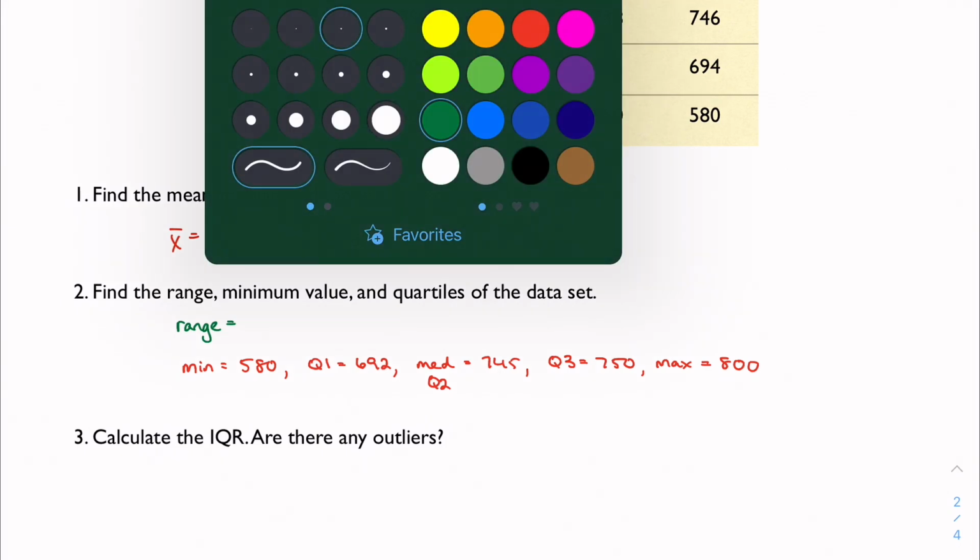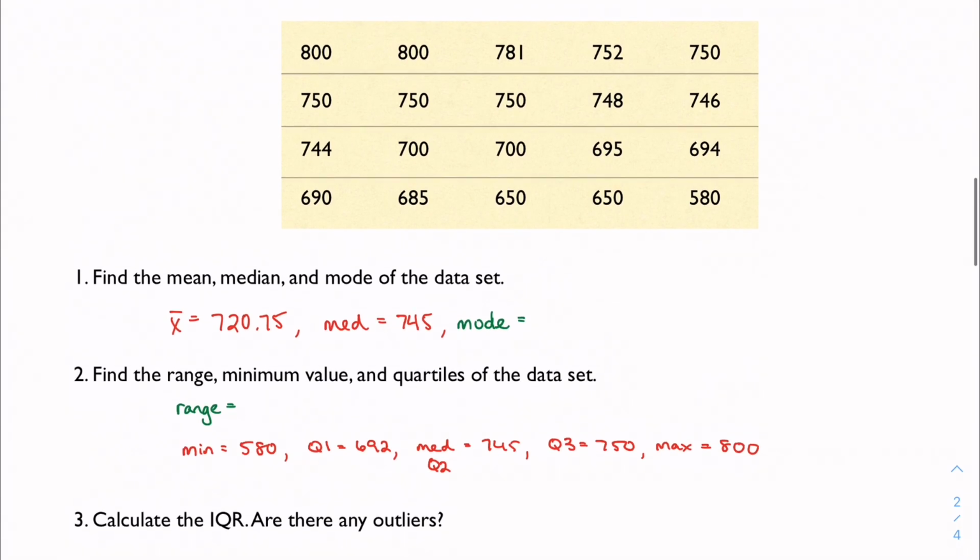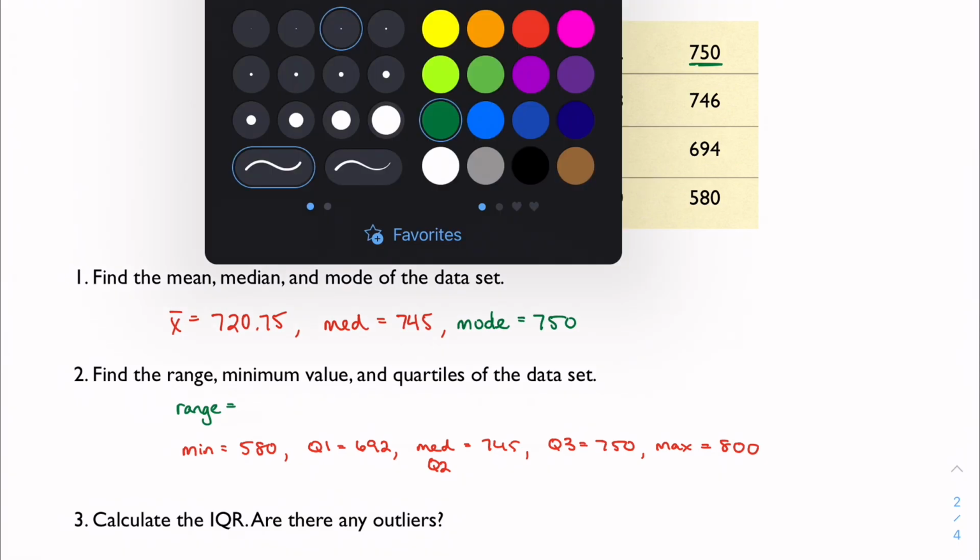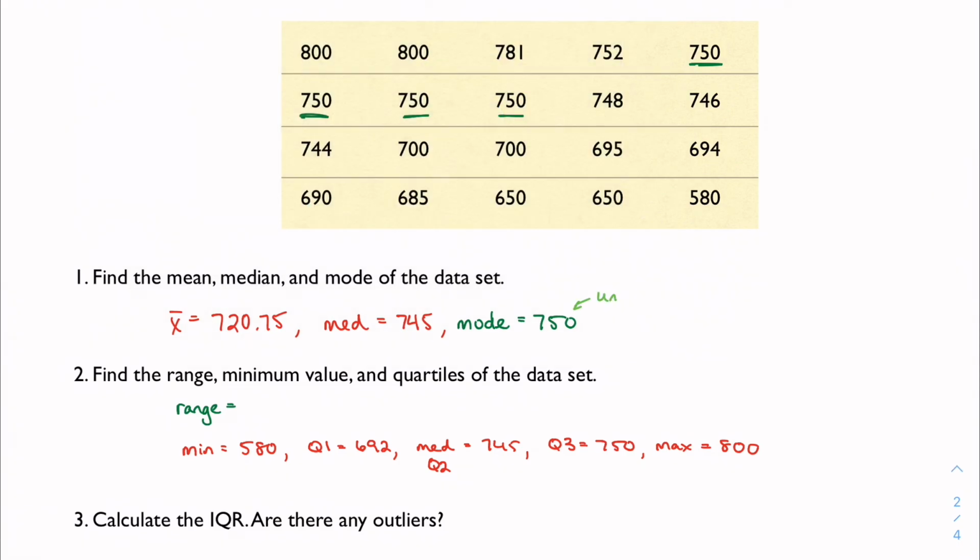It doesn't tell us the most frequent piece of data, so we need to go back into the chart ourselves, into the data ourselves. And it seems like 750 is the one that appears the most, right? I see 4 times. I don't see anything else that appears 4 times, so our mode is 750. There's only one mode. So if you remember from the last video, we call this a unimodal set of data.